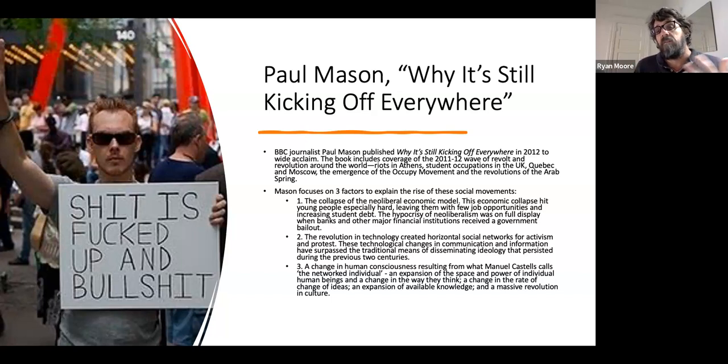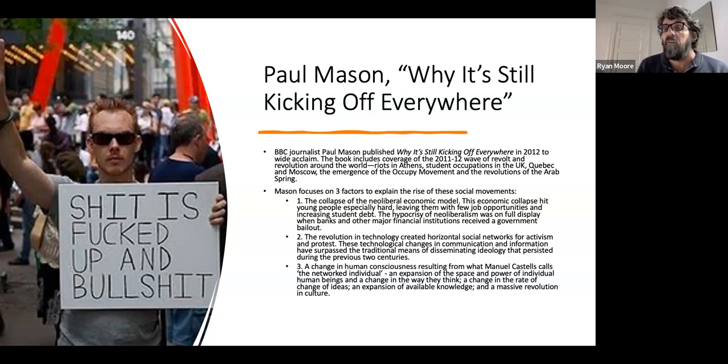And so much like Castells had done back in the 90s, he tries to find some common factors, some larger sociological factors to explain the rise of these social movements. And he comes up with basically three factors. One is the collapse of this neoliberal economic model, the way that the economic collapse had hit young people especially hard, leaving them with few job opportunities and increasing student debt.